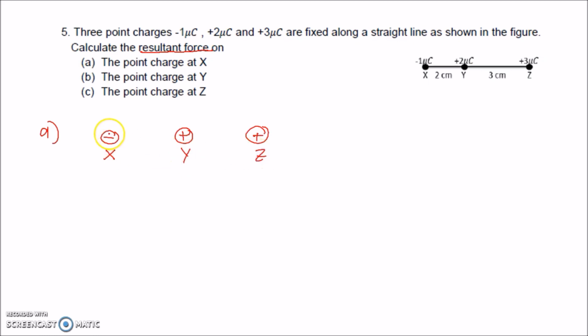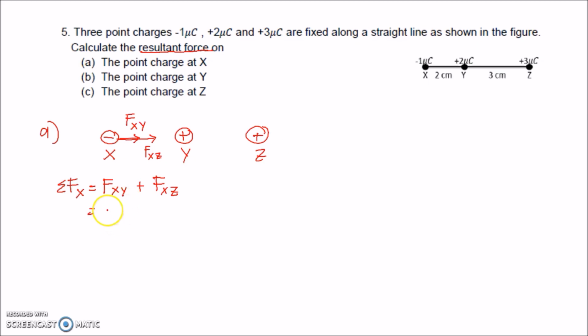First, label the direction of force exerted on this charge X. Negative and positive will attract. So this is the force exerted on charge X due to charge Y. Negative and positive also will attract. So this is the direction of force on charge X due to charge Z. Okay, to find the resultant force on charge X, it equals F on charge X due to charge Y plus F on charge X due to charge Z. It's actually the same as Q1, Q2, Q3, but using the symbols X, Y, Z. So it's actually the same thing.